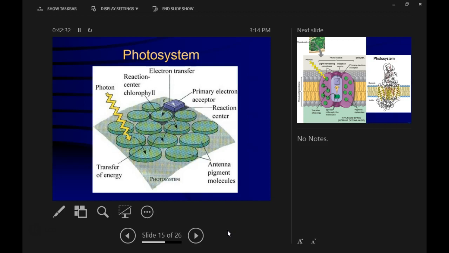Now, the reaction center has two special electrons. They absorb that energy, they get boosted to a higher energy level, and rather than dropping back down and keeping the process going, those electrons are promptly stolen. They're stolen by a molecule called a primary electron acceptor.